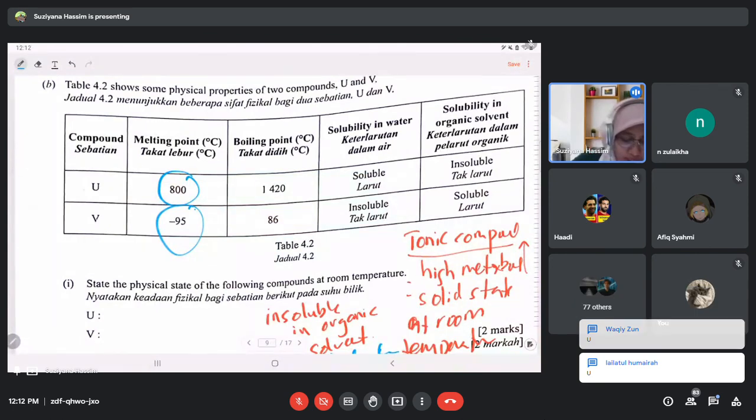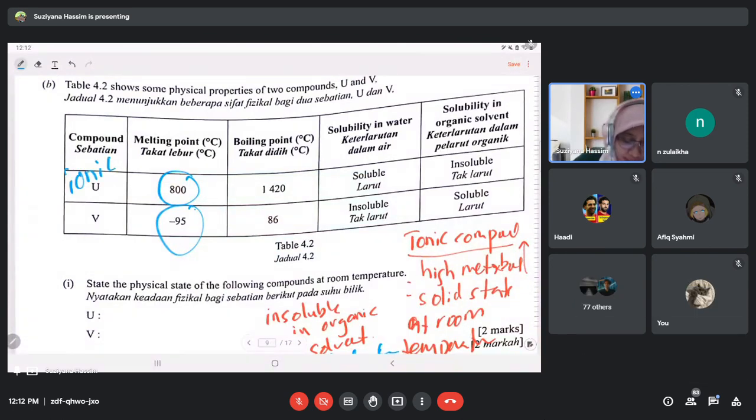Jawapan dia U. So, U adalah ionic. So, V adalah siapa sayang? Covalent.